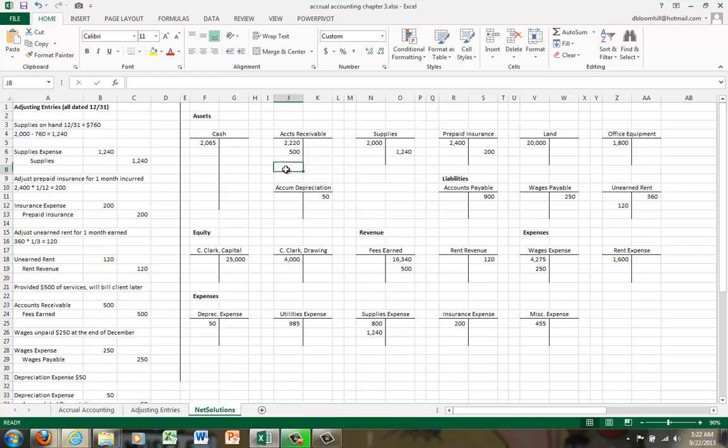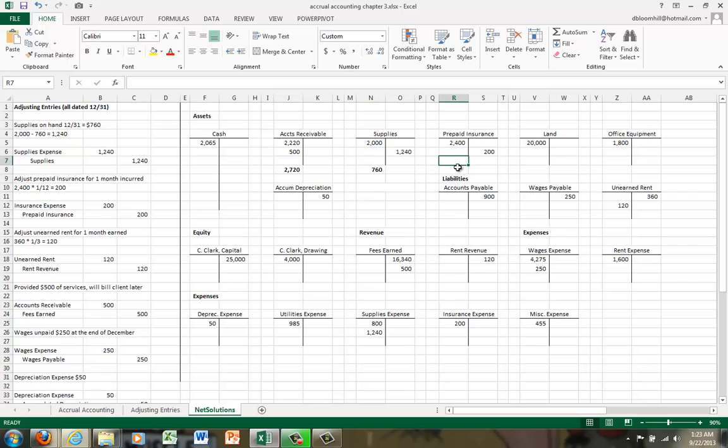Both are on the debit side, so that ending balance in the account is going to be the 2220 plus 500, which is going to be 2720 on the debit side. With supplies, we see a debit and a credit, so they subtract from each other. So our ending balance is going to be 760 on the debit side, which is exactly what adjusting entry A says, that the supplies on hand are $760.